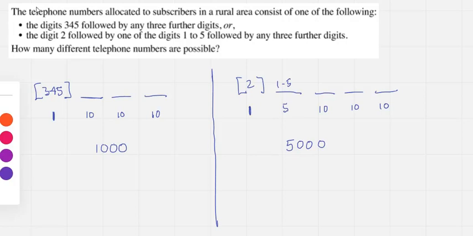And last little thing, there's an OR here. That means your numbers can be configured this way or this way, but not both. And when you have an OR, two different ways to do something, you add those arrangements together. So 1,000 of these arrangements plus 5,000 of these arrangements makes a grand total of 6,000 arrangements.